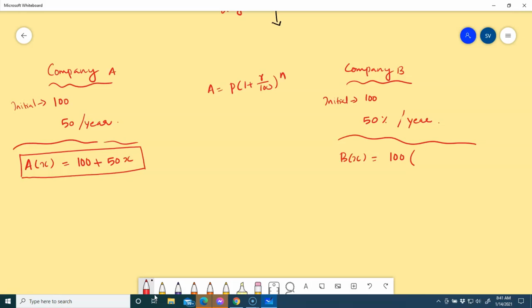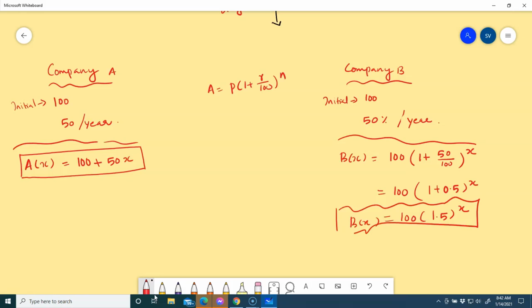So 100 is the initial amount, and R by 100, R represents the rate. So here it is 50%. So 1 plus 50 by 100 to the power n, where n represents the number of years. Here in place of n, we can use x. So that is 100 times 1 plus 0.5 to the power x. So this is 100 times 1.5 to the power x. So B of x is equal to 100 into 1.5 to the power x.